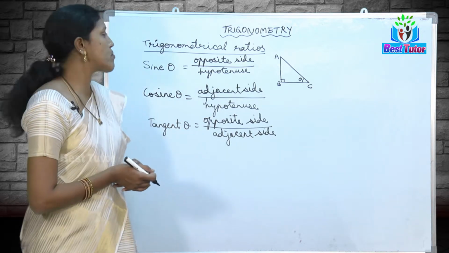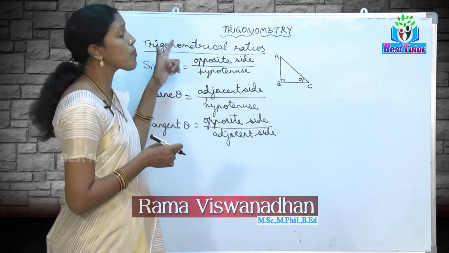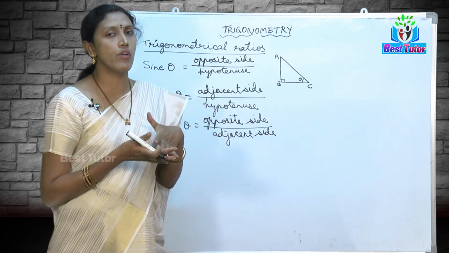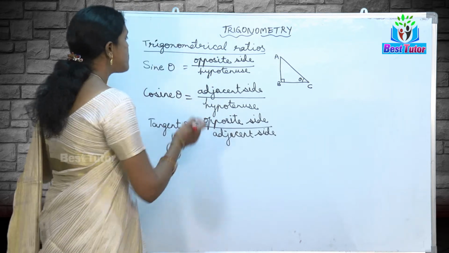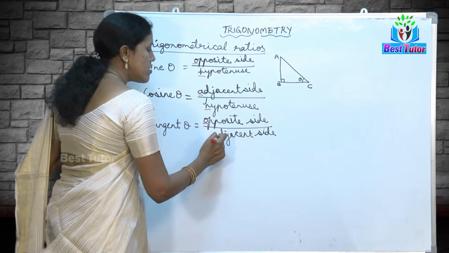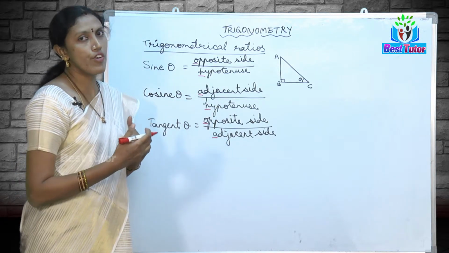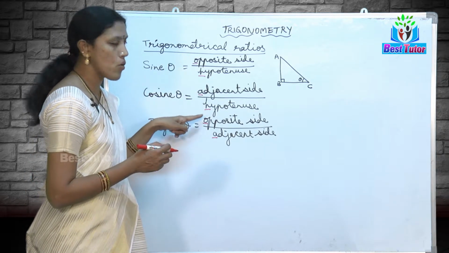But something has to be used to remember these definitions. Won't we get confused? Are we supposed to write opposite side by hypotenuse or adjacent side by hypotenuse? How is it going to be? I will give you a simple mnemonic to remember this. Let us highlight the first letters of all the antecedent and consequent of all the 3 ratios. O, H, A, H, O, A.